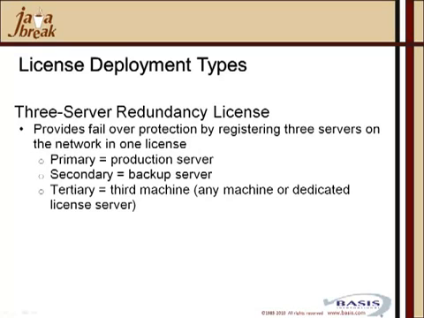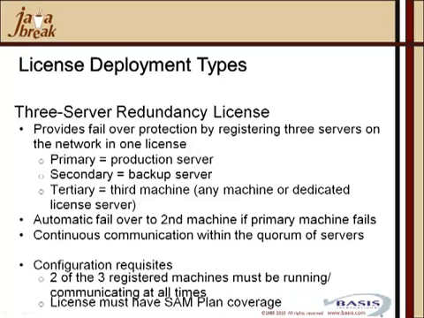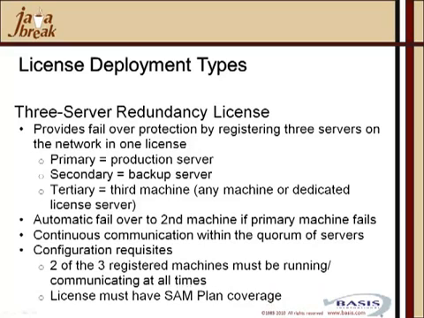If the production server fails, the backup server will automatically take over and continue to perform the license management without any interruption. The requirement for redundant licensing is that 2 machines in the quorum must be running and communicating at all times. If a second machine in the quorum was to fail, the license would stop working until it was re-registered. The redundant license feature is available to any license that is covered by the SAM plan.